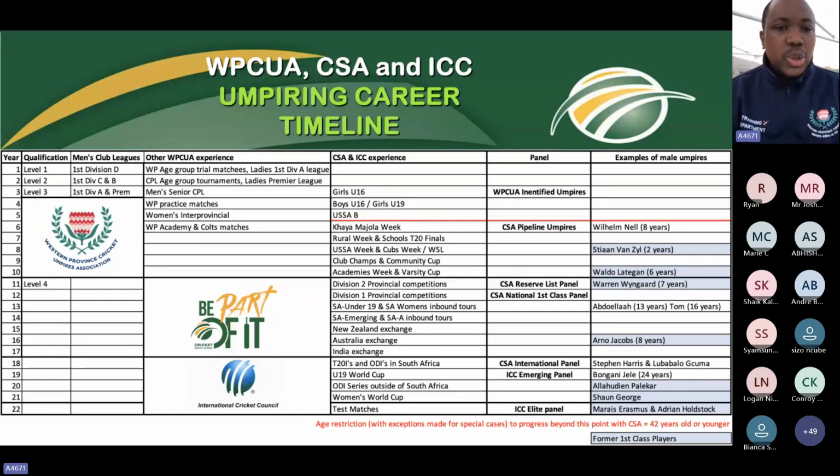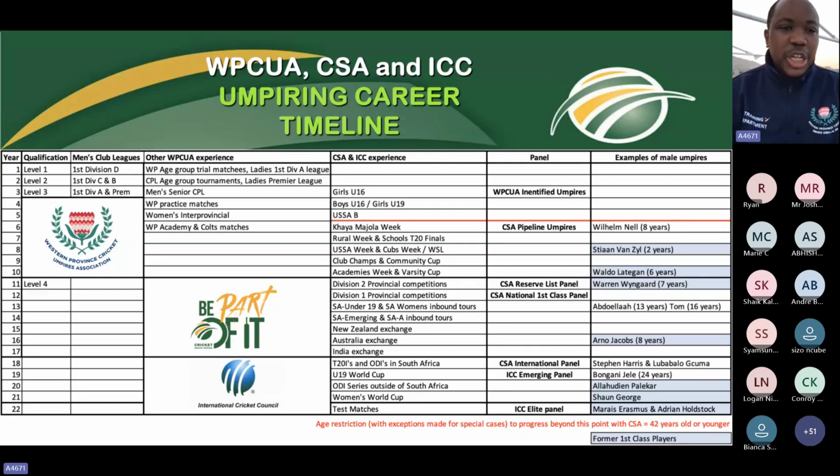You will also be able to umpire in Cape Premier League age group tournaments, as well as the Ladies Premier League matches. In your third year, you can do level 3. And once you've passed level 3, then you are eligible to umpire men's First Division A and men's Premier League matches. You also can be considered for men's Cape Premier League matches. Please note that level 3 is a prerequisite for all of these matches.